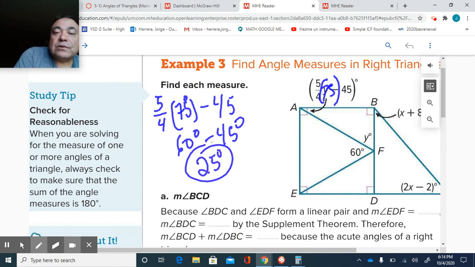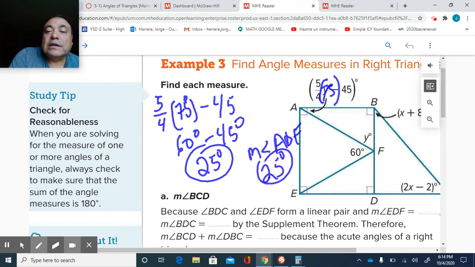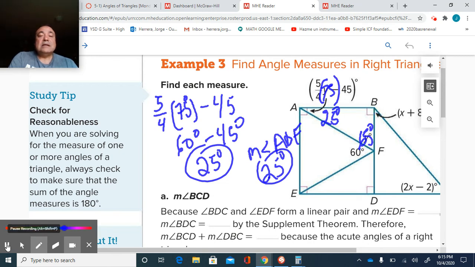So the measure of the angle ABF equals 25 degrees, guys. And this one, of course, will be 90 minus 25, which will be, I think, 65 degrees. So this one will be 65, and this will be 25 degrees, in case you want to know. Why? Because 65 plus 25 is 90, and that will be 90. You can do the practice problem, guys. Thank you so much for your attention.